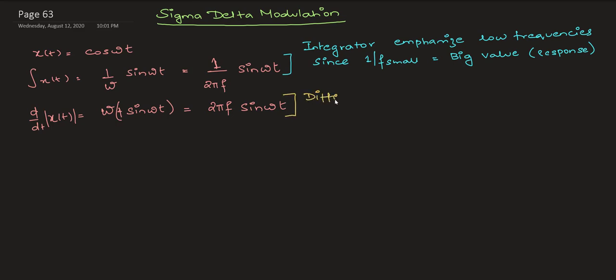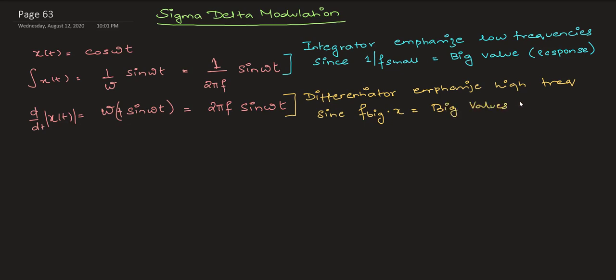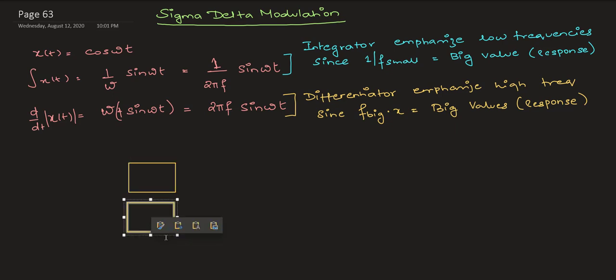What sigma delta modulation does is emphasize low frequencies. How does it do that? By using an integrator, which also acts as a low pass filter. When I integrate a sinusoid, the integral of sine omega t is 1 by omega times sine omega t, and that is 1 by f, which means for small f my 1 by f becomes a large value. That means the integrator emphasizes, or is better for, low frequencies.